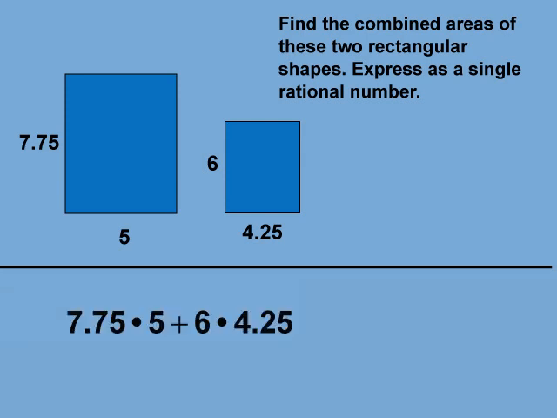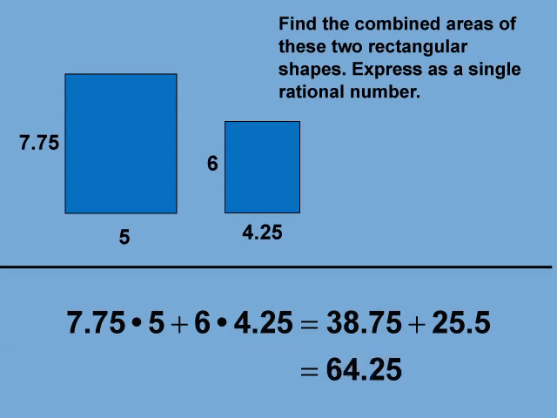7.75 times 5 plus 6 times 4.25. This simplifies to 38.75 plus 25.5, which is equal to 64.25. Notice that we perform the multiplication first, before adding the products. This is an example of following the order of operations. In other words, we would not have added these two terms first, before multiplying. Let's look at another example.